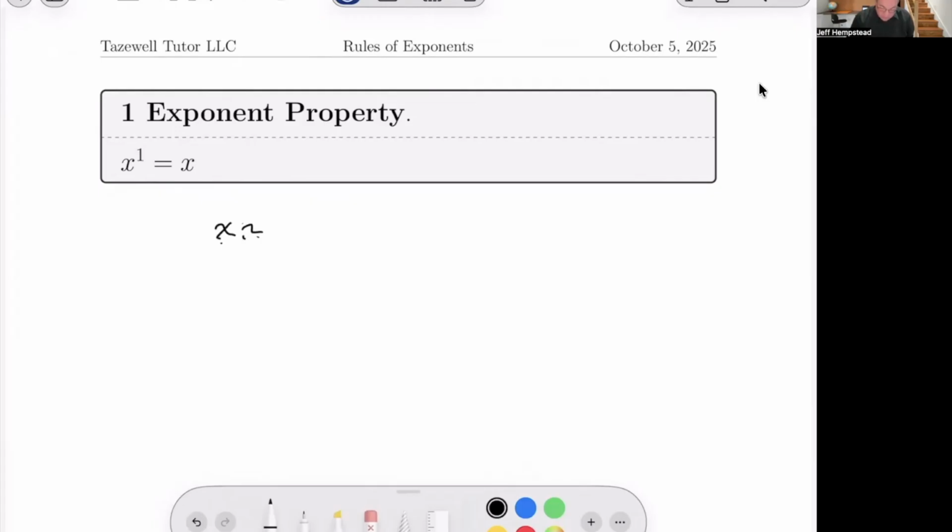So what if our exponent is equal to 1? How many x's? Only one of them. So we don't need all of these. x to the first power is equal to itself. 2 raised to the first power is equal to itself. 1,000 raised to the first power is equal to itself. That's the one exponent property.